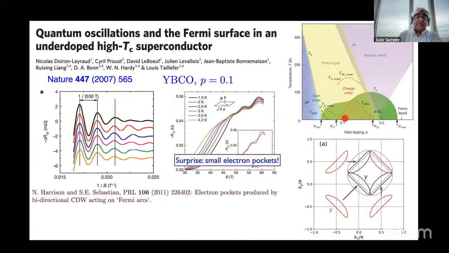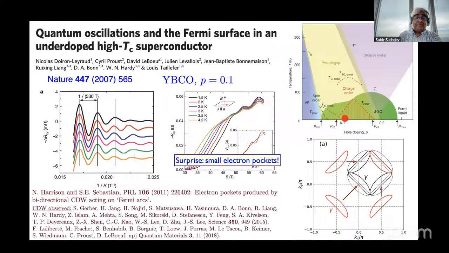So there was a proposal by Harrison and Sebastian of trying to understand this electron pocket. And their claim was that there should be some charge density wave acting on the arc. So here's the picture. Here are the bananas I was telling you about earlier. This is the Fermi arc, this front side. And then when you put charge density wave, the other Fermi arcs are shifted by the charge density wave vector. And so then you get this gamma pocket here in the center, which they claim is what's being seen in oscillations.